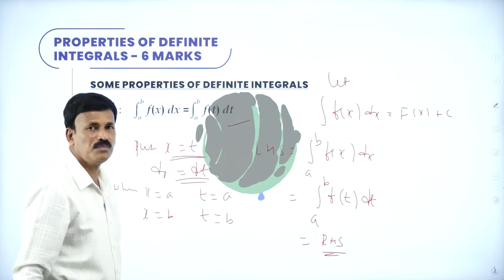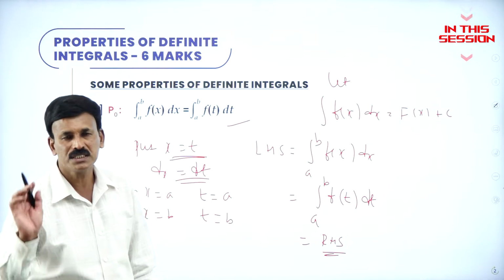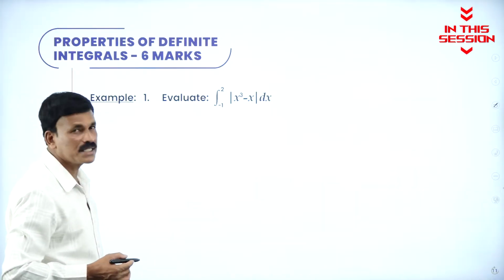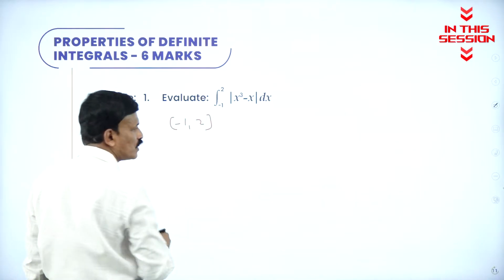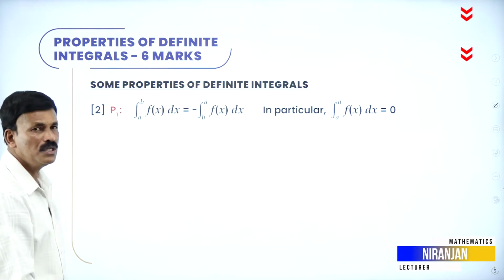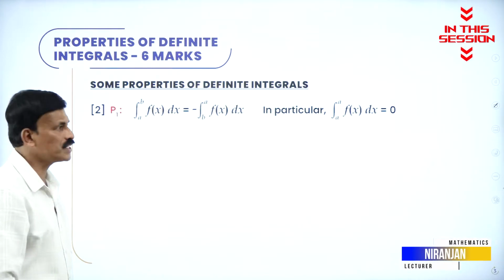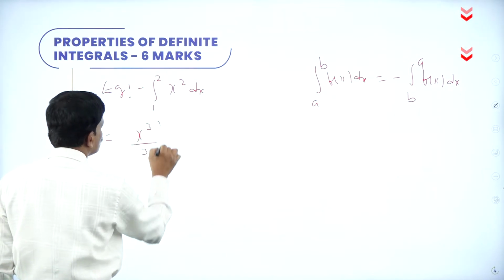So integral a to b of x dx is also equal to integral a to b of t dt. X cube minus x dx. What is the interval given here? The interval is the closed interval -1, 2. Integral a to b of x dx is also equal to minus integral b to a of x dx. What is this equal to? Integrate it. Integral of x square is x cube by 3 between limits 1 to 2.